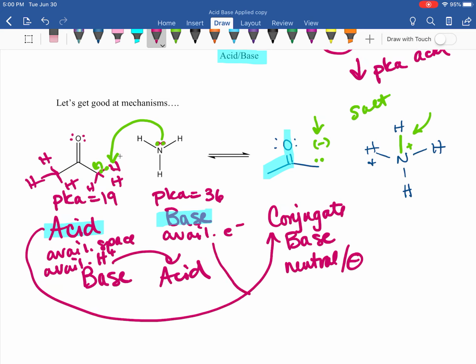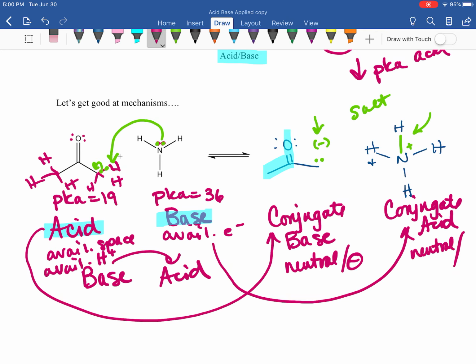And then your base, look at our base, turned into a conjugate acid. And look, do your charges match that? Acids are either neutral or positive. And yep, sure enough, our nitrogen is positive. So we're going to keep in mind this pattern. Our pattern will always follow this. Your acid turns into a conjugate base, and your base will turn into a conjugate acid. Oop, let's color code that pink. I'm feeling that that needs to be pink.